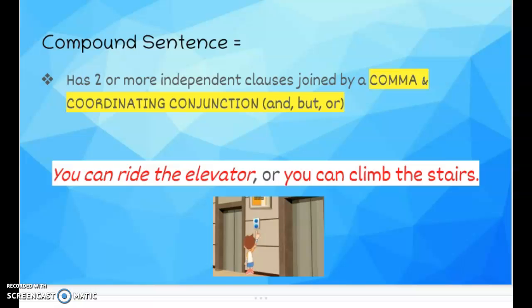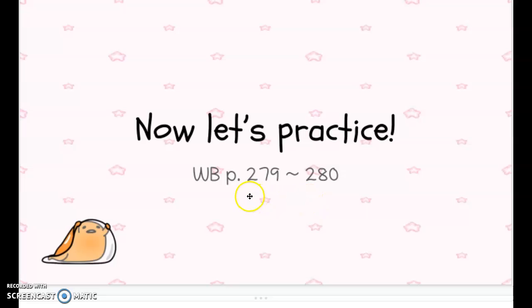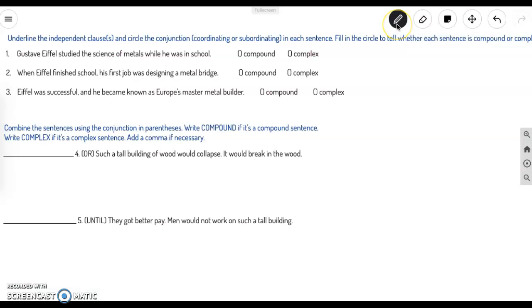Let's practice this. We're going to do page 279 together, the guided practice. And you're going to do page 280 independently, the independent practice, and you can skip apply and write today. So this is page 279. Underline the independent clause and circle the conjunction, coordinating or subordinating. So what are the coordinating conjunctions that we talked about?